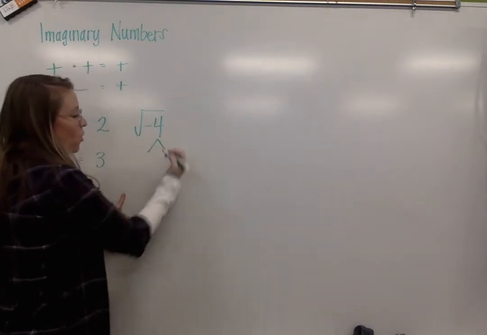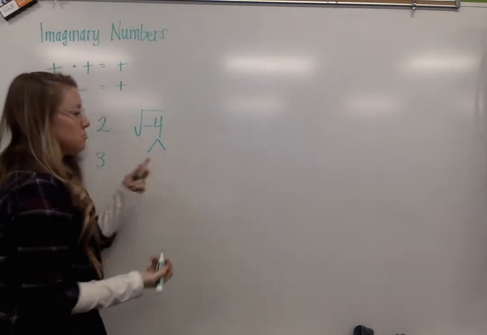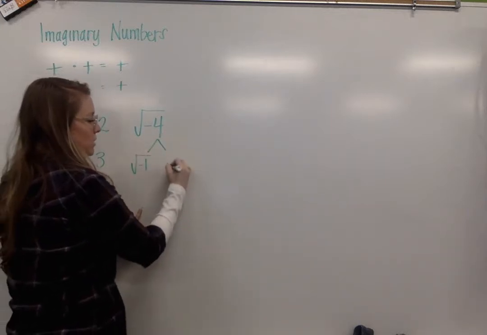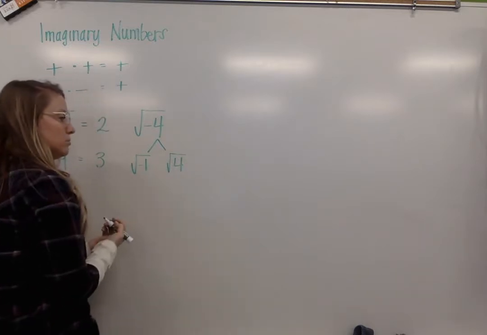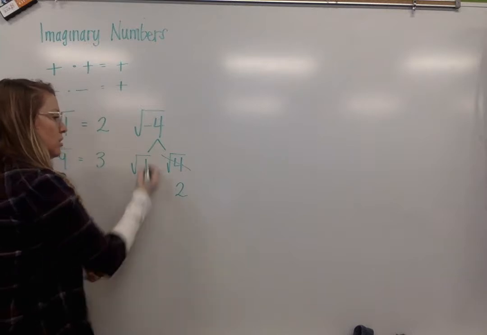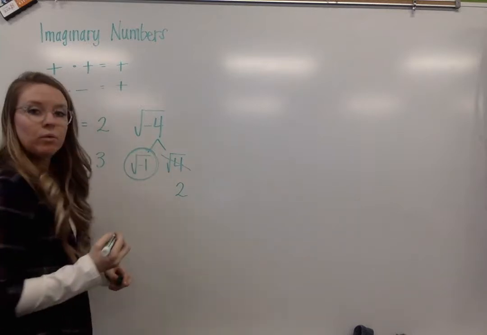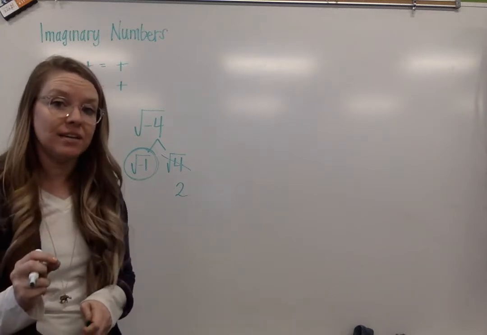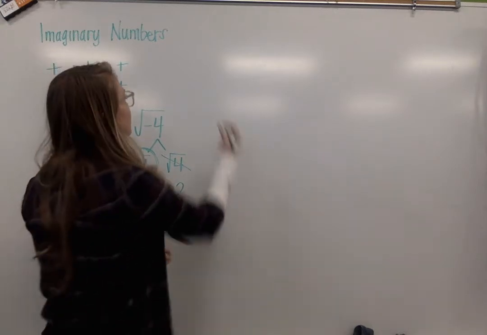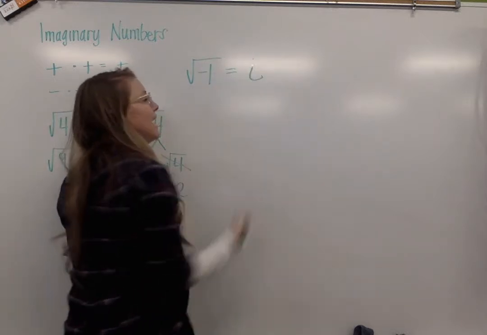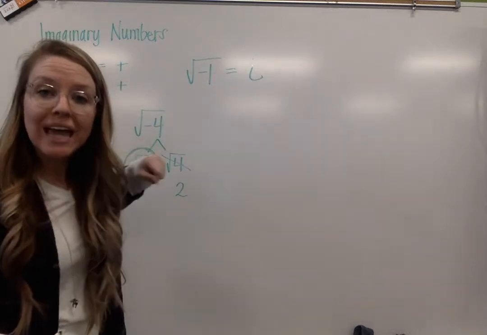Just like we've done before, if I want to simplify the square root of negative 4, I'm going to split that into negative 1 and the square root of 4. Because I know the square root of 4 is 2. But what do I do with the square root of that negative 1? That is the definition of an imaginary number. The square root of negative 1 equals i. So that's a lowercase i.